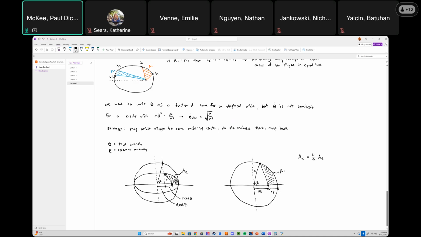Oh, sorry, other way around. Oops, A over B. That should make sense, hopefully, because A should be larger than B. Circular area is larger than the elliptical area. Similarly, we know that the derivative of the elliptical area with respect to time, A_E dot, is constant. Right? Isn't that what we just said? That the area that's swept out is an equal area over equal times. So you could think of this as having a constant derivative.